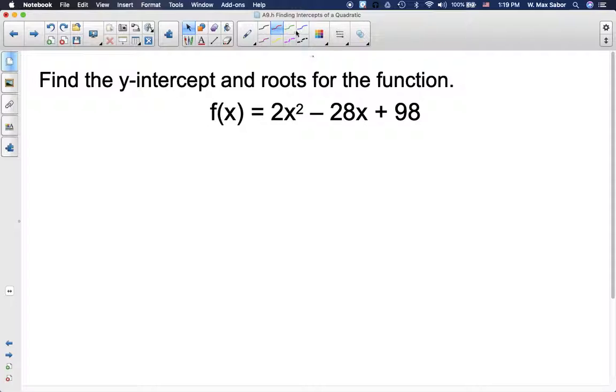All right, y-intercept and roots for this function. So the y-intercept, I'm going to do it the fast way this time. The y-intercept is 0, 98. We see that based off of C.